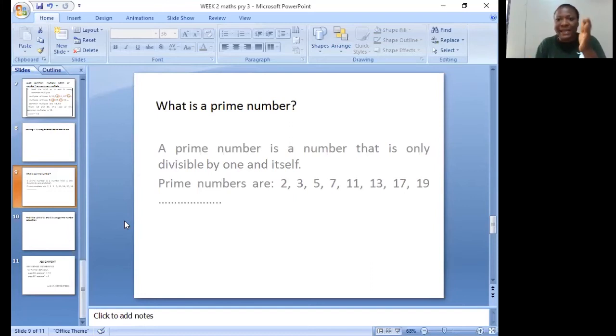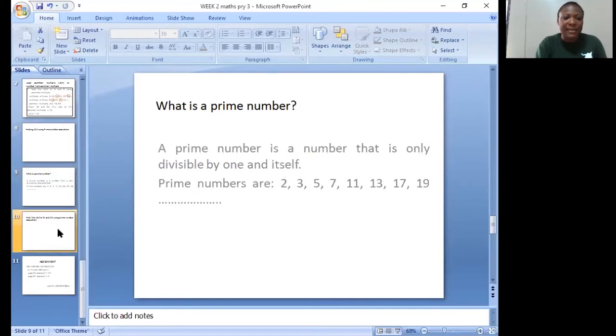No other number can divide 3 except 1 and 3 itself. The next number is 5. And we also have 7, 11, 13, 17, 19, and so on and so forth. These numbers, you have to put them at heart. Is that clear? The prime numbers are numbers that are only divisible by 1 and itself, and they are 2, 3, 5, 7, 11, 13, 17, 19, and so on and so forth.